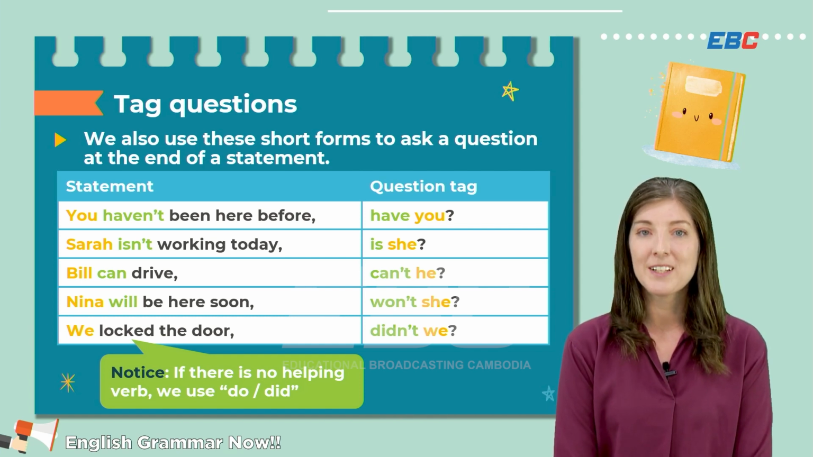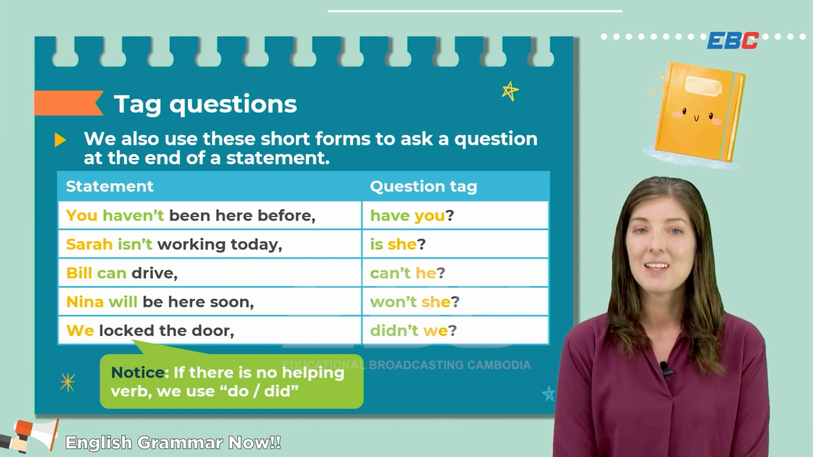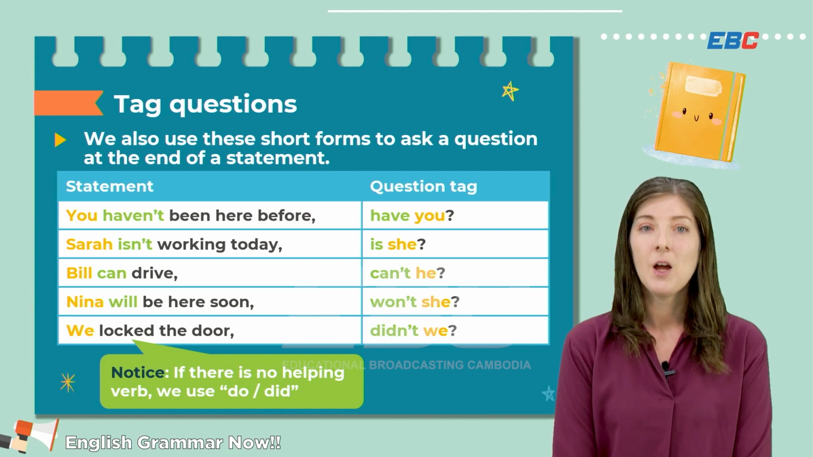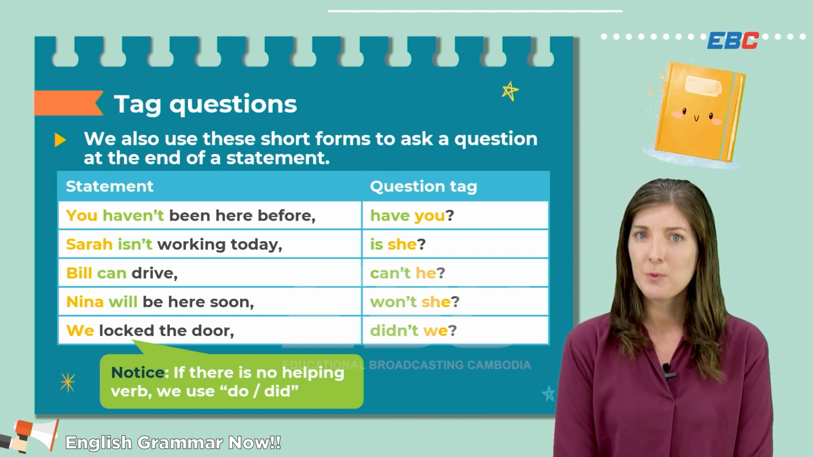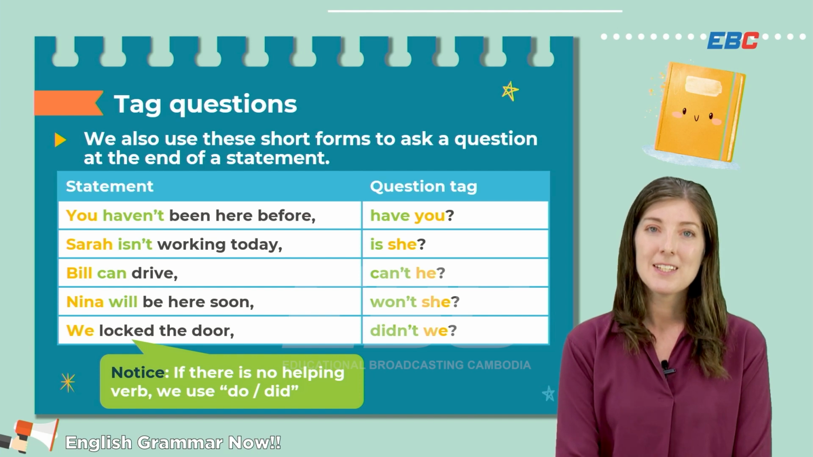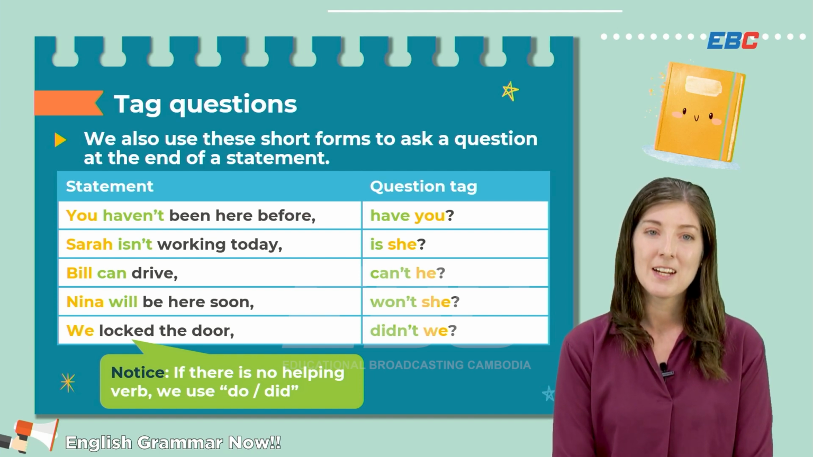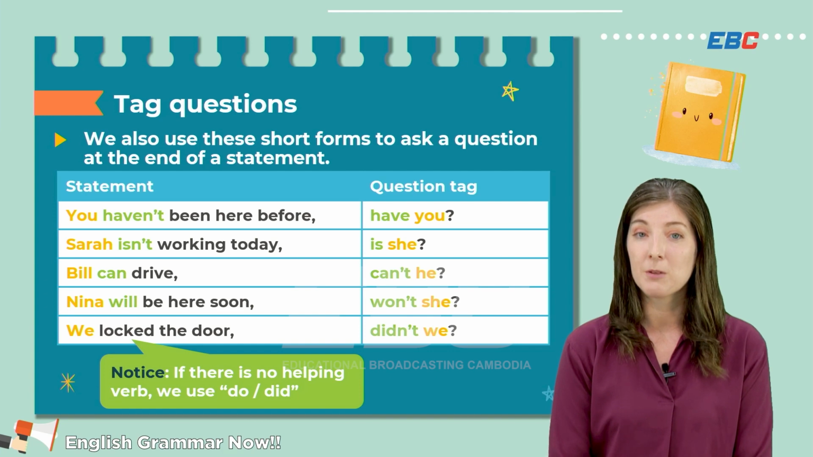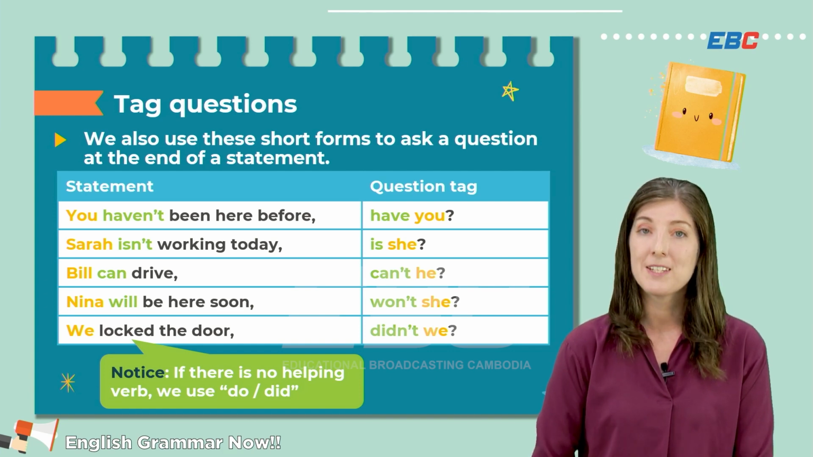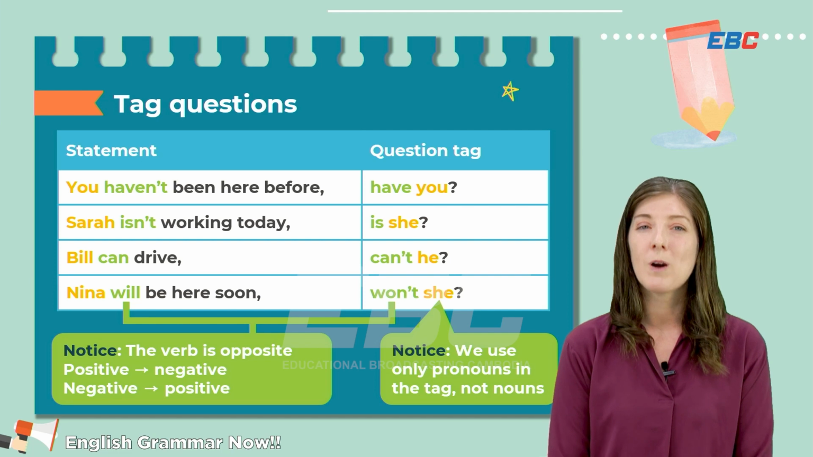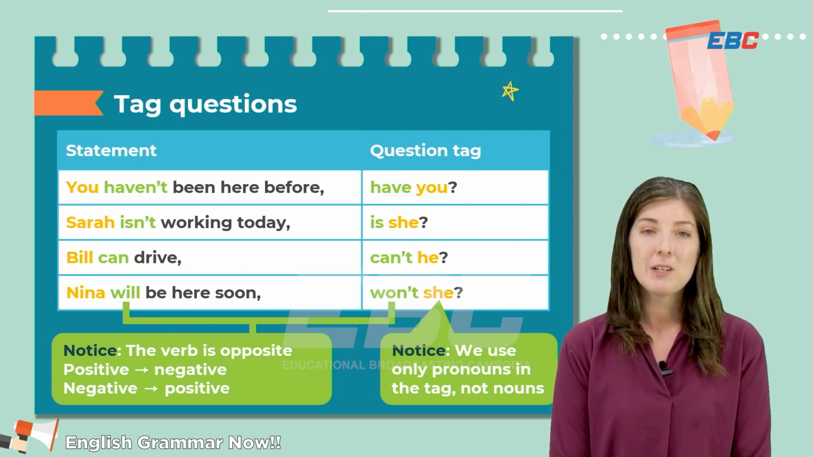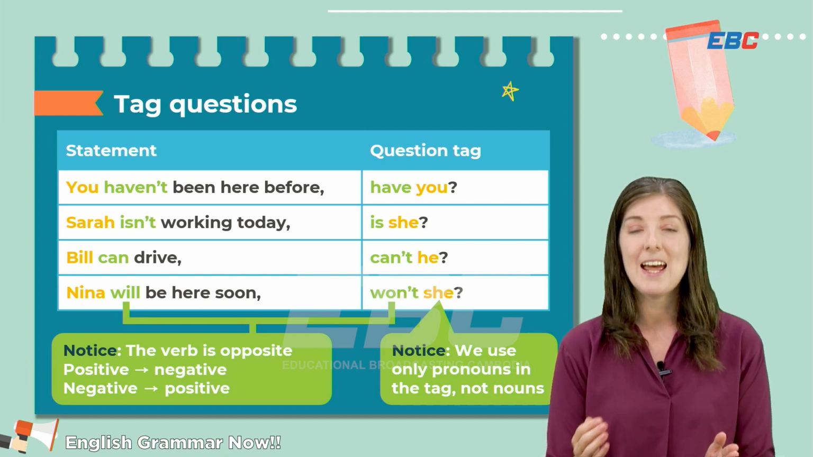Sarah isn't working today, is she? Bill can drive, can't he? Nina will be here soon, won't she? We locked the door, didn't we? You can see that just like what we just studied, if there is no helping verb, we use do or did. When we write tag questions, you'll notice that we also put together a positive with a negative.